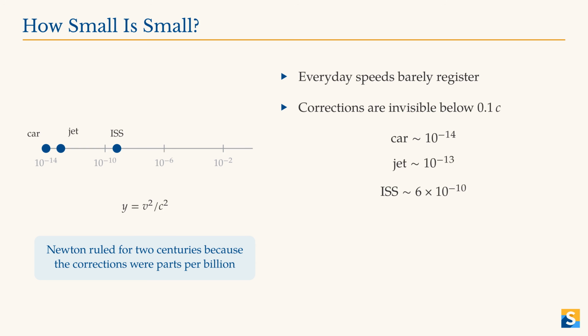Below a tenth of the speed of light, the corrections are invisible. But the electron beam in an old television tube runs at a third of the speed of light, and there the next Taylor term decides whether the picture is sharp or smeared. When the small parameter stops being small, keep more terms.